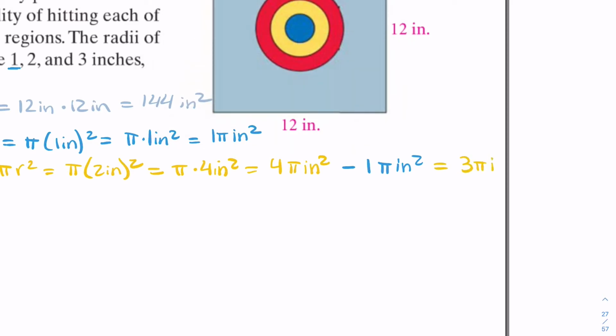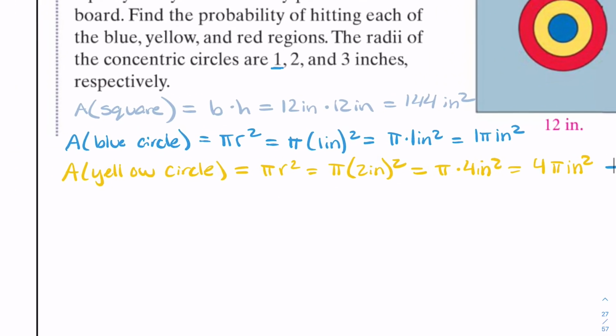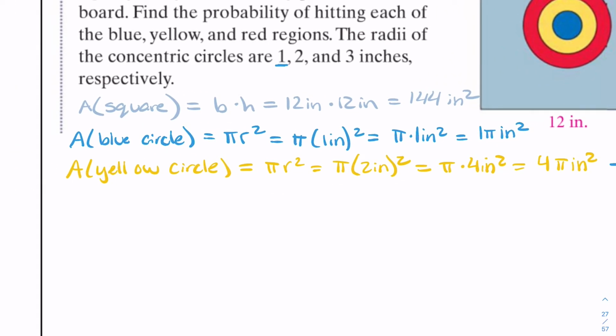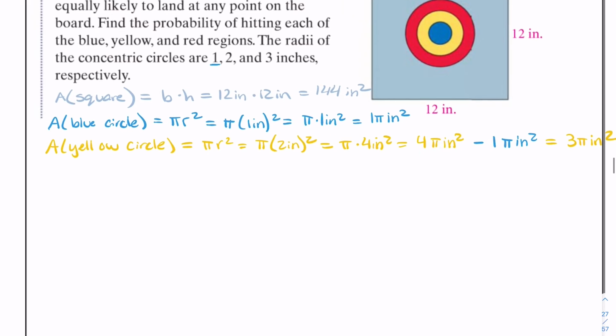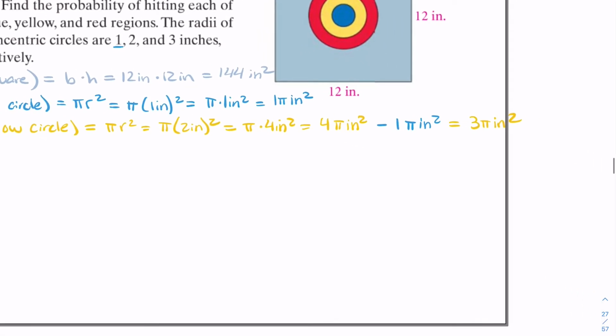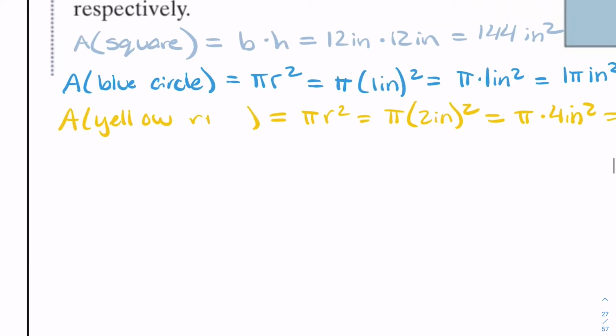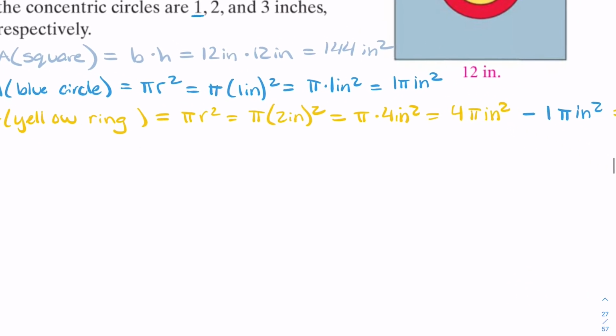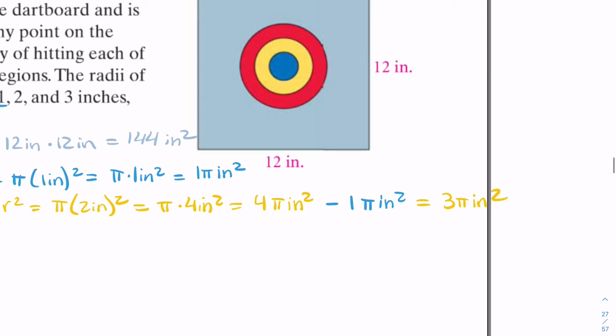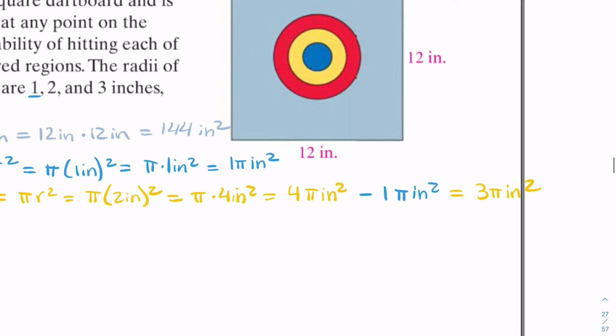And I end up getting 3 pi inches squared. So actually, let me say the yellow circle, let me call that yellow ring, because it's not a circle, it's a ring. Okay, so my yellow ring is 3 pi. The whole thing would be 4 pi if this blue part wasn't filled in. So it's really all 4 pi, take away that 1 pi. So we get 3 pi inches squared.